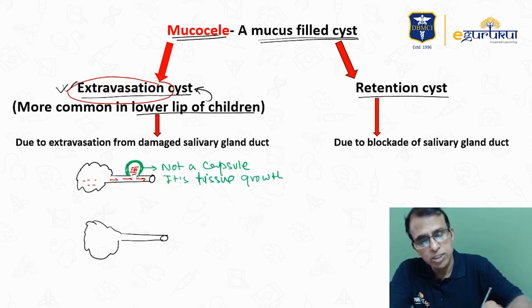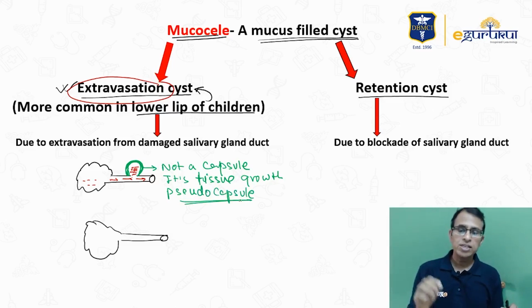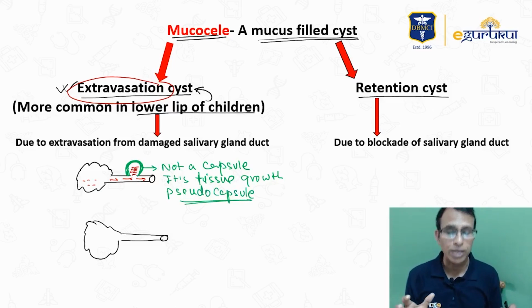And therefore this is called a pseudocapsule. So an extravasation cyst will have a pseudocapsule, not a true capsule, because it is not a capsule, it is a tissue growth. So this is an extravasation cyst.